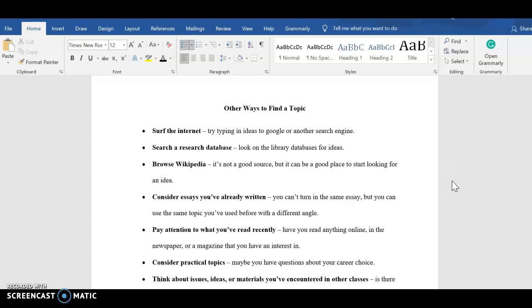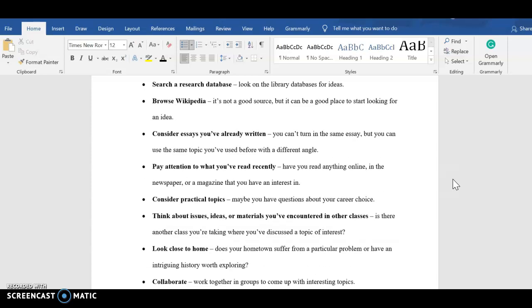Pay attention to what you've read recently. Have you read anything online or in a newspaper or magazine that you have an interest in? Consider practical topics. So maybe you have questions about your career choice. Think about issues, ideas, or materials you've encountered in other classes. Is there another class that you're taking where you've discussed a topic of interest?